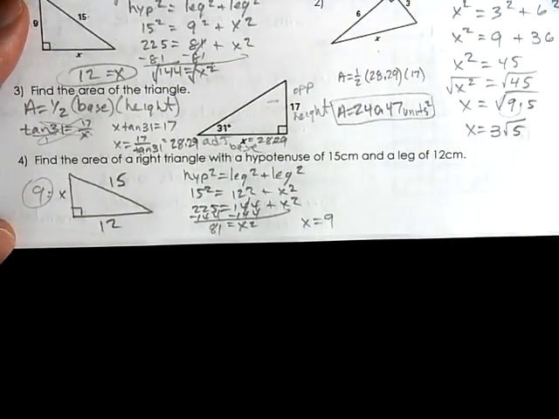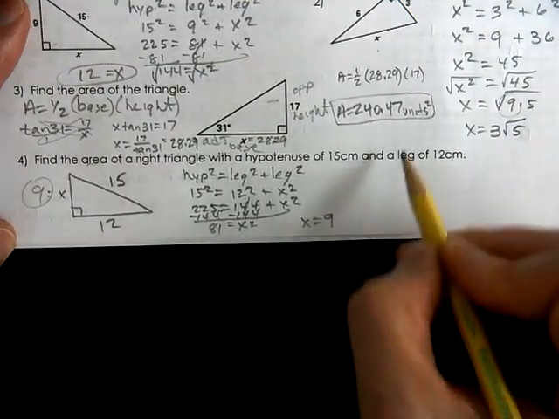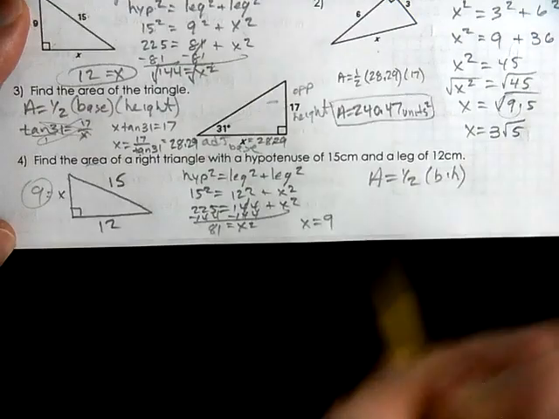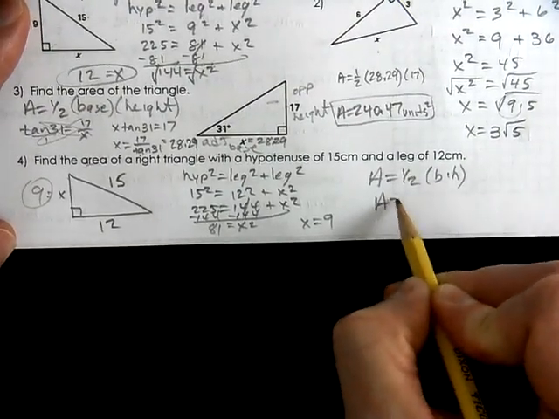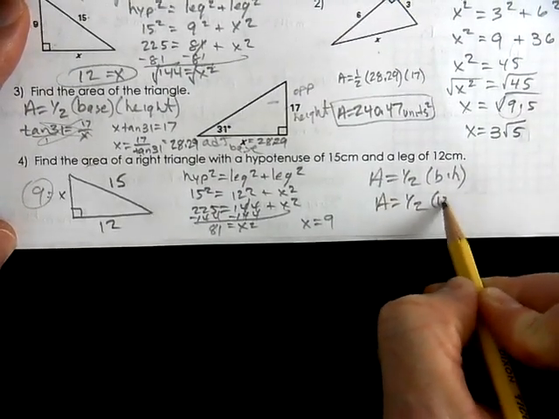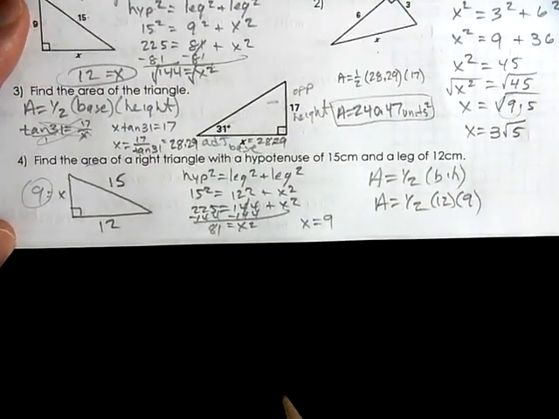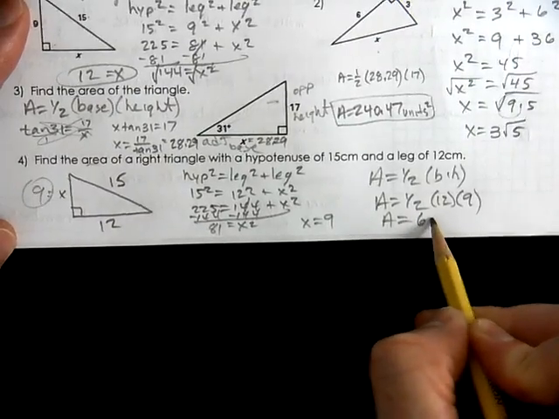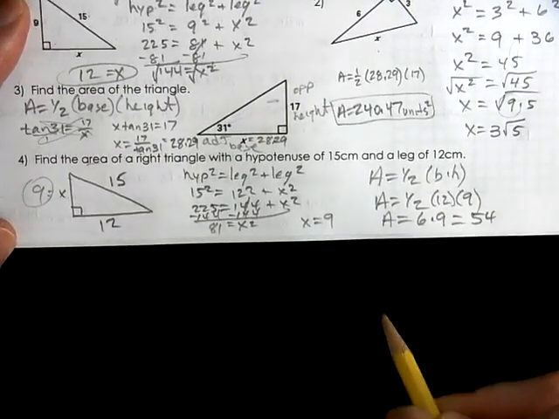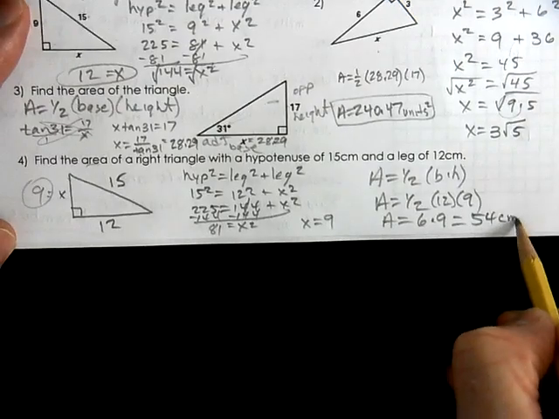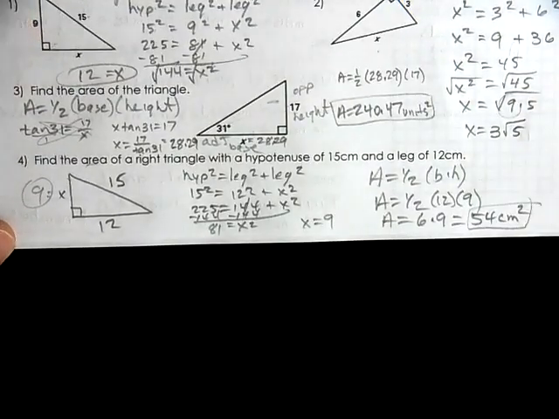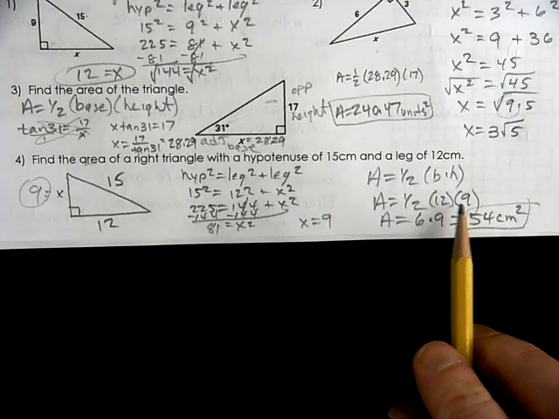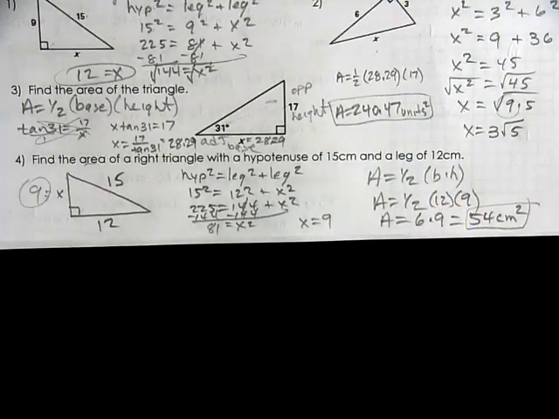But that's not the question. The question is, what is the area? Half of base times height. Half of 12 times 9. So you can take half of 12 if you want. And that's 54. That's centimeters squared. You don't take half of 12 and half of 9. You take half of either one of them.